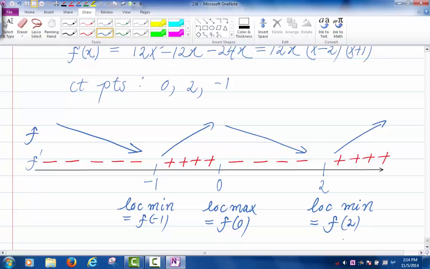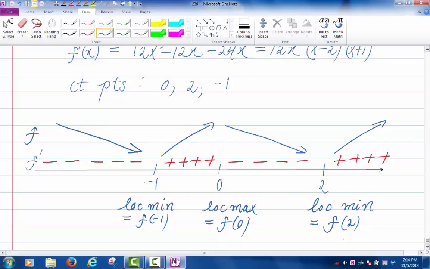Is everybody okay with that? So this is actually the first derivative test. We actually used the first derivative test here. So what does it say? Well, it says that suppose you have a critical point, let's say -1. If on the left side of the critical point, the derivative is negative, and on the right side of the critical point, the derivative is positive, then at that critical point, I have a local min.